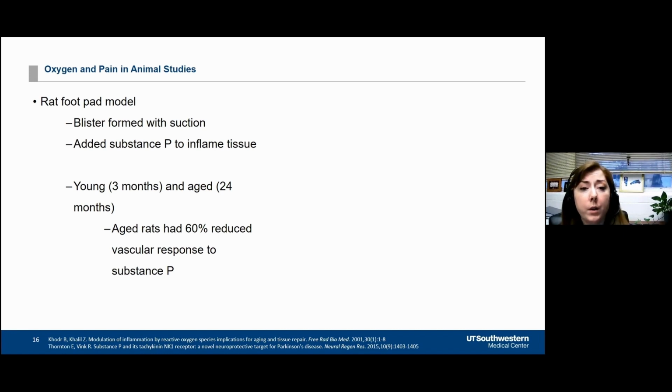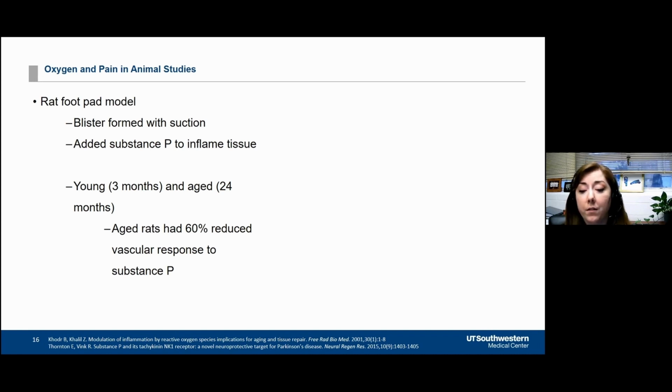So I have another one here with a rat foot pad model. Essentially, this is a good study that's bridging a gap to my next point. They formed a blister with suction on the foot pad of a rat. It's a fairly small area, but they were specifically wanting to inflame the tissue even more to see if they could change the reactive oxygen species. In order to inflame that tissue, they added substance P.